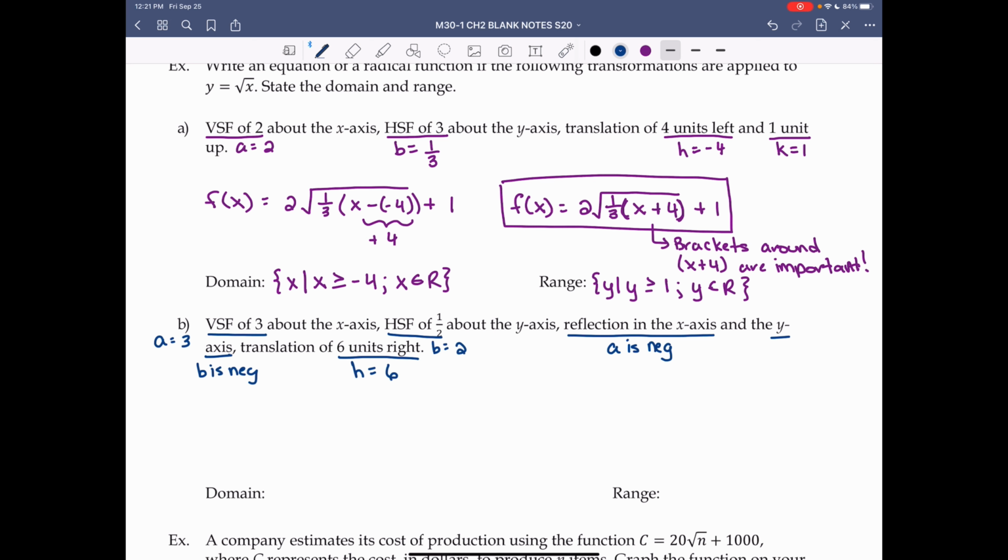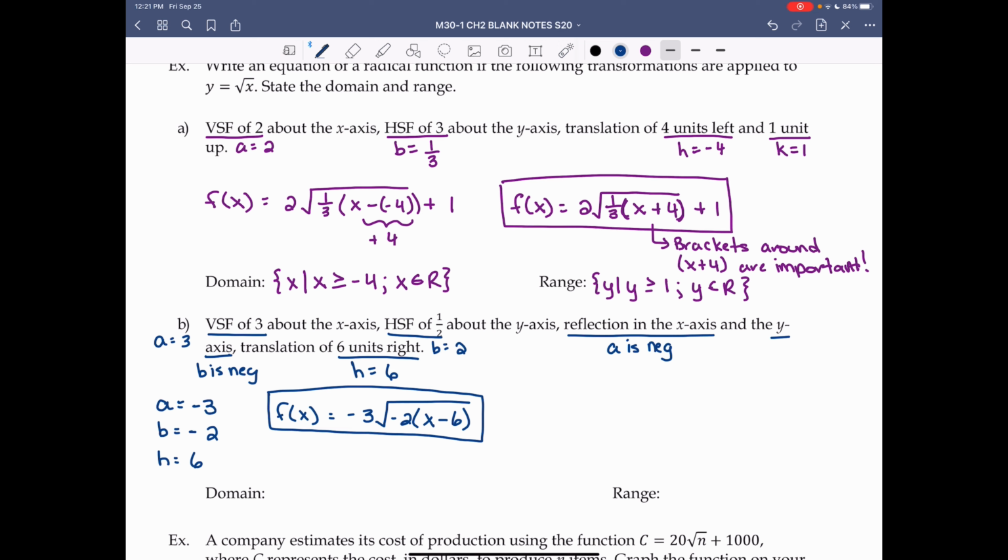So putting our vertical stretch factor and reflection together, we get A is -3. And putting our horizontal stretch factor and reflection in the y-axis together, we get that B is -2, and then we also had that h equals 6. Our function then becomes f of x equals -3 square root of (-2(x minus h)), which is x minus 6. There's no k value, so this would be it. Remember to have those brackets around the x minus h part.